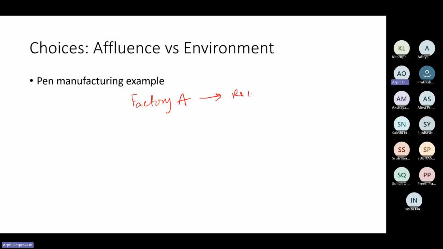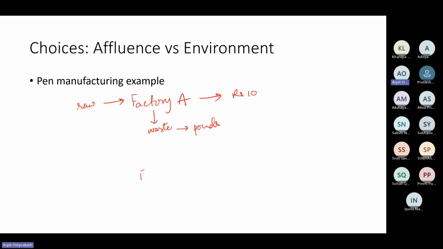and sells it for 10 rupees, right? So factory A is just producing pens. So it's taking some raw materials, producing pens, and it's leaving out some toxic waste material that it's putting into ponds and everything. Right. So this is situation one.